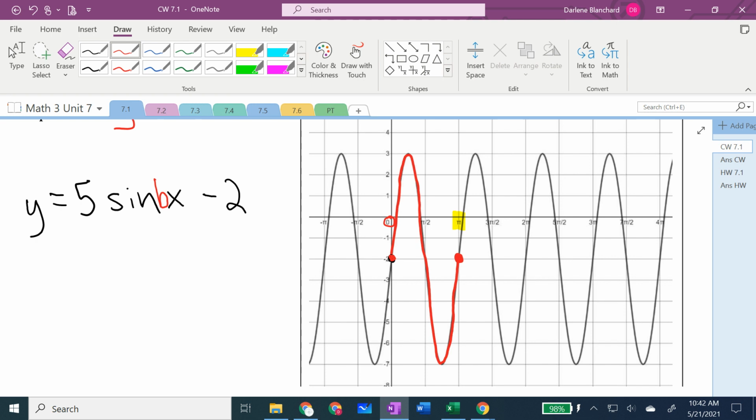Does anyone think they know what that number b should be to make it so that the period of the graph is only a pi? Anyone think they know?